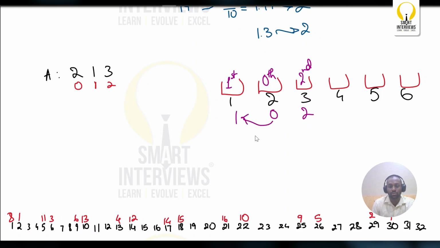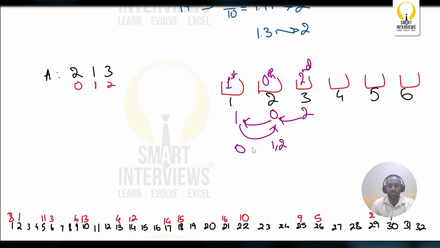That is, 0 jumps to left. And all the other frogs will jump towards the smallest numbered frog. So 1 jumps towards right, and 2 jumps towards left, and 0 jumps towards left. I hope you understood why 0 is jumping towards left, because other than 0, the frogs are 1 and 2, and among 1 and 2, 1 is smallest. So 0 jumps here, 1 jumps here, 2 jumps here, which means 0, 1, 2.